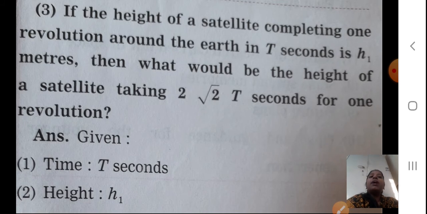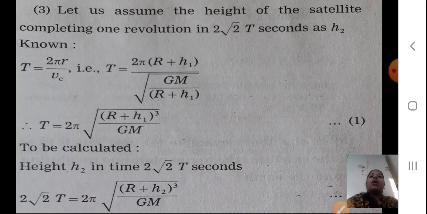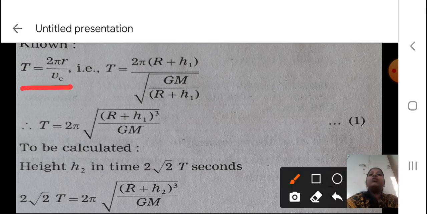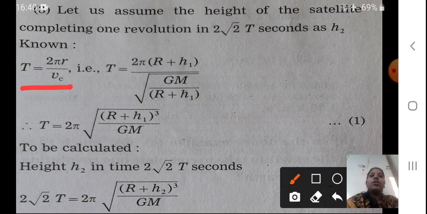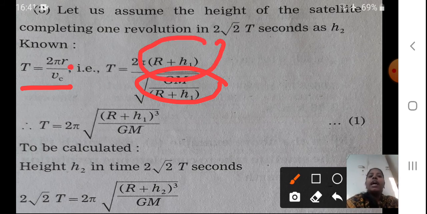Given time t seconds, the height is h1. Now let us assume that the height of the satellite completing one revolution in 2 root 2 t seconds is h2. So what is known to you? You know this, t is equal to 2 pi r upon vc. Here vc I can write as root of gm upon r plus h1. And in 2 pi r, what is r? It is r plus h1, we have to take the height also.